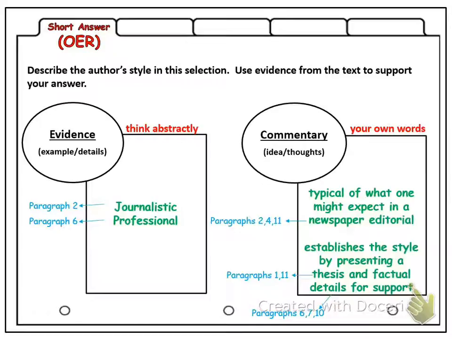I also said that it establishes the style by presenting a thesis and factual details for support. I know it's an expository piece. It's informative with a little bit of persuasion in it because it was an actual editorial. And I've made note of where I can find information in the paper or in the text to prove my answer. Are you with me so far?